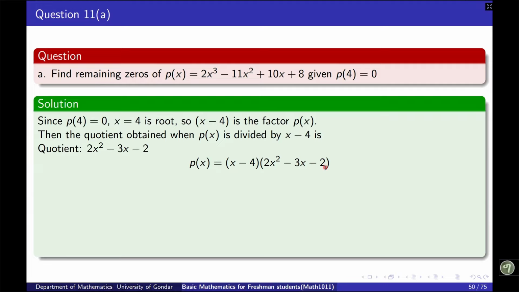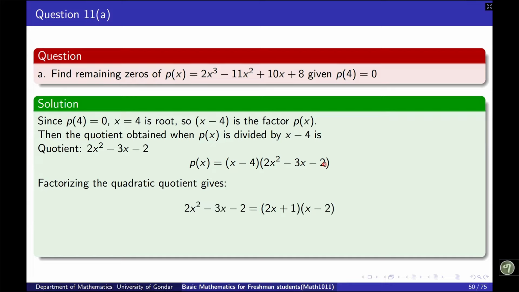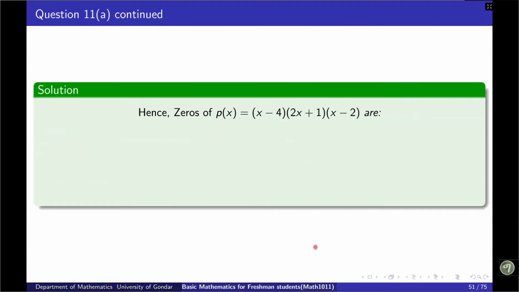And again, when we try to factorize this quadratic expression, which is the quotient obtained there, 2x squared minus 3x minus 2 could be factorized as 2x plus 1 times x minus 2. So that fully the polynomial function p of x will be factorized as x minus 4, 2x plus 1 and x minus 2.